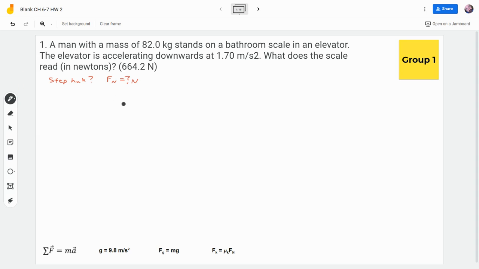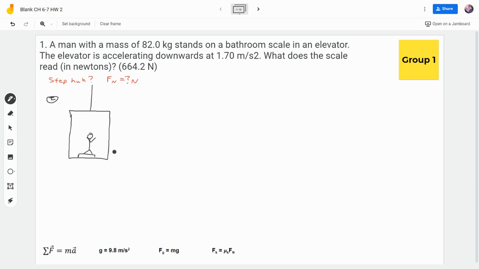So what do we do from there? We do a step 1 all year long. Step 1 is make a sketch. So in our sketch, what have we got? We've got an elevator. We've got a scale. We've got a man standing on the scale. And we can assume there's some kind of cable on this elevator going like that.